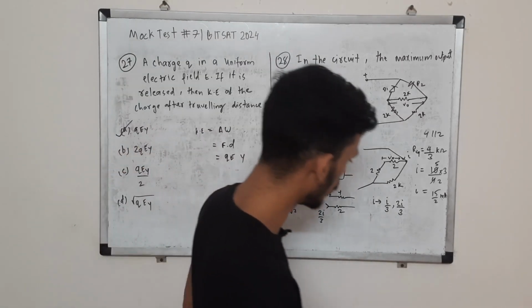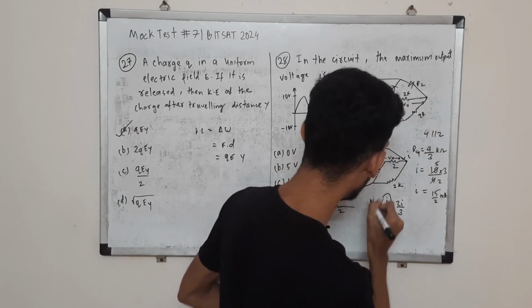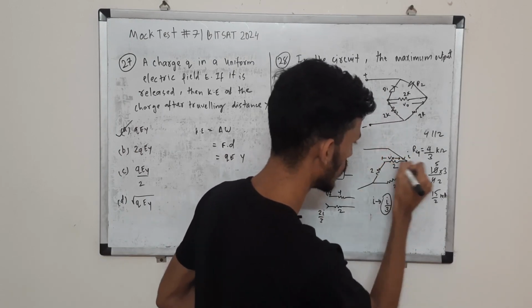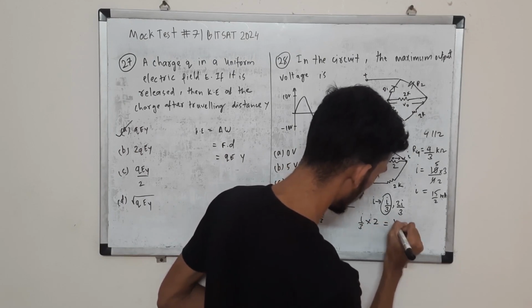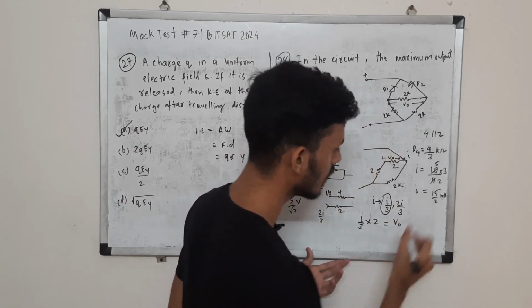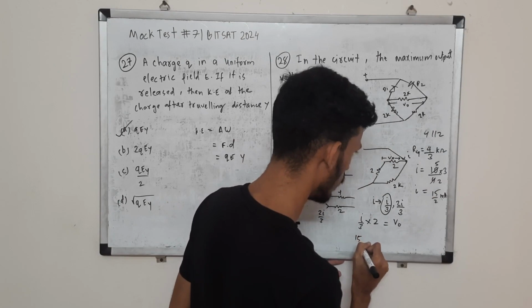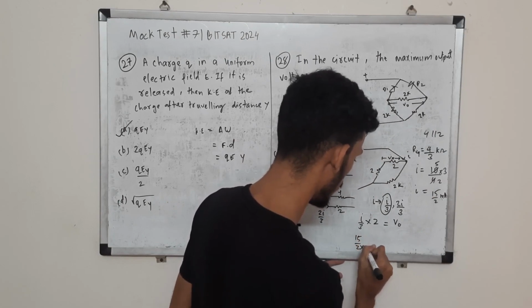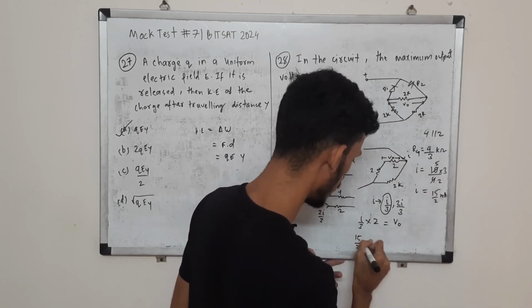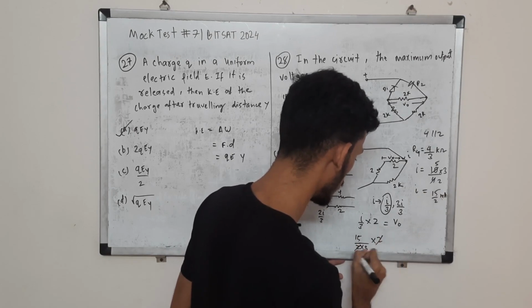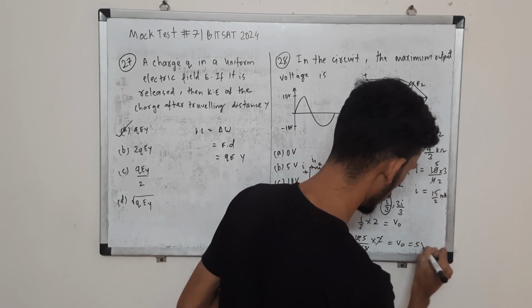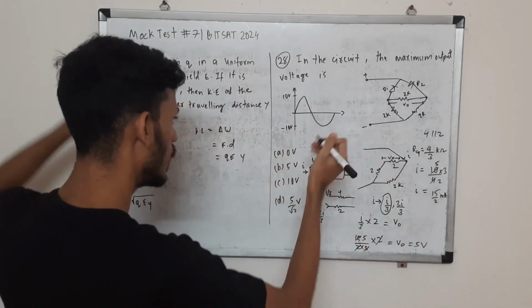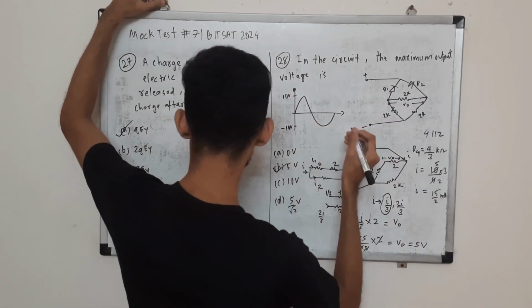So I by 3 is the current which is going through this branch. I by 3 into 2 will give us the output voltage. So I by 3 is 15 by 2 divided by 3. So 15 by 2 is I, I by 3 into 2, 2 cancels, and 3 5s are. VO is 5 volts. So our correct answer is 5 volts.